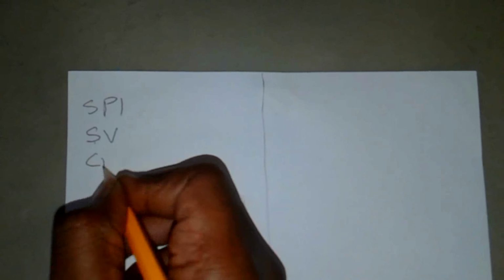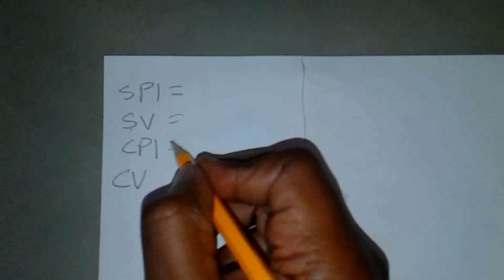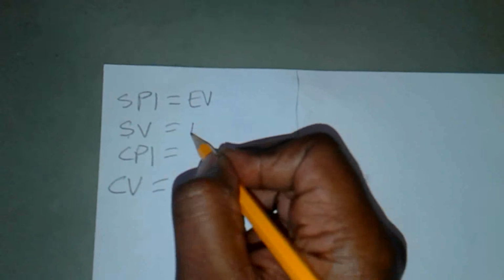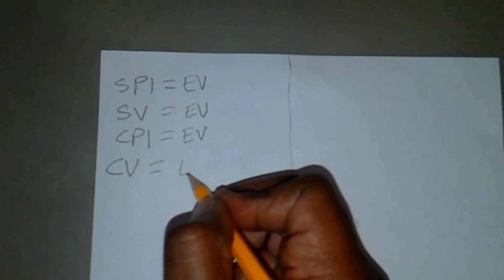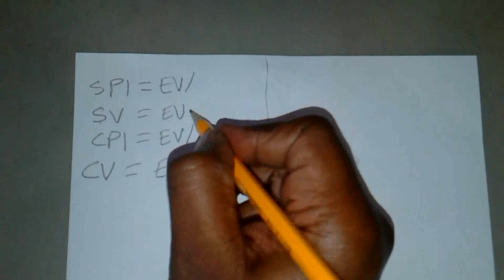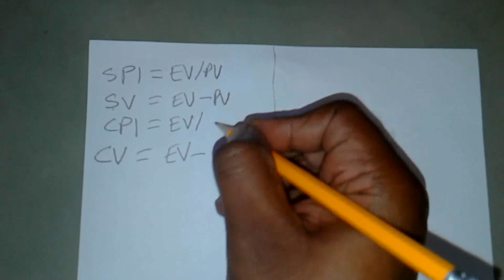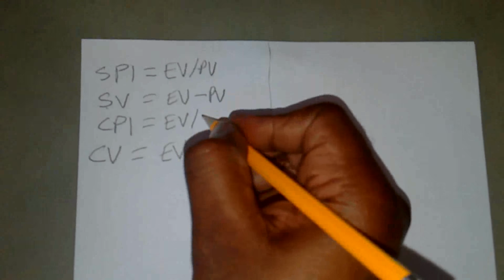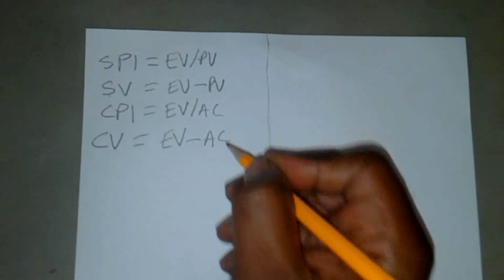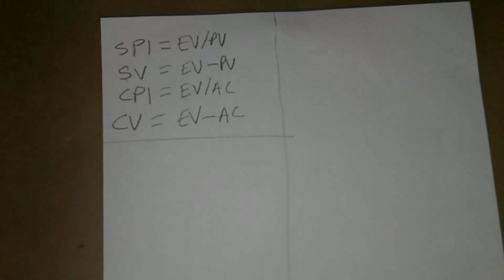We want to do SPI, SV, CPI, CV. Remember, earned value is king. Earned value always comes first in these formulas. Remember, if it's an index, you're going to divide. So division for the indices, subtraction for the variances. Planned value here, actual cost because it's cost related, AC and AC there. And those are your core metrics.